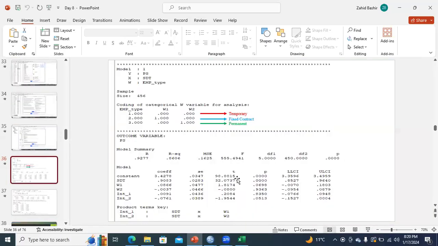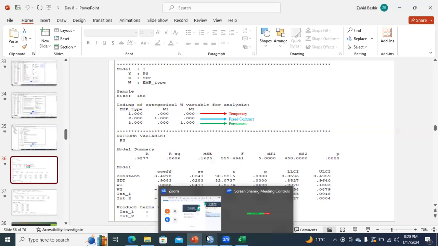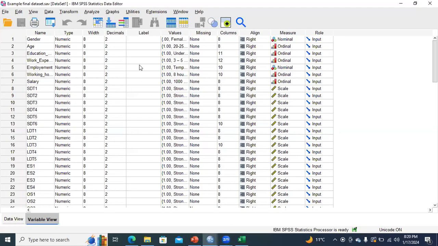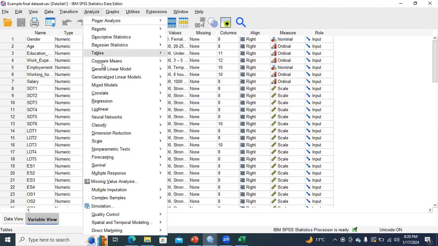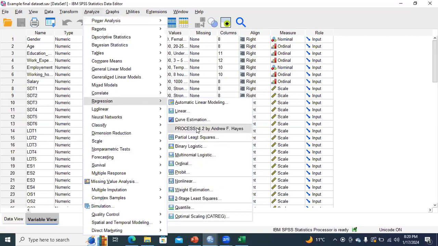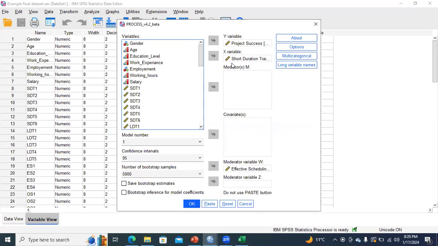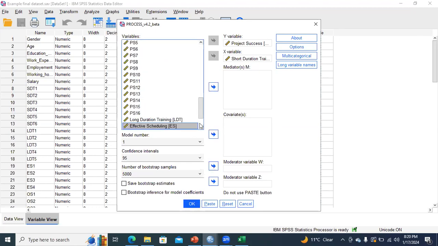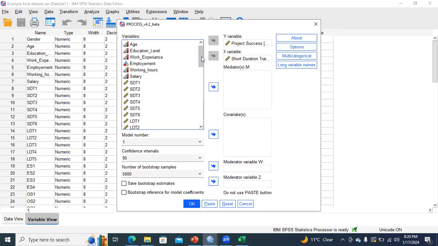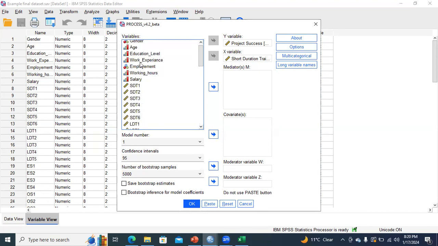So I will show you the whole procedure through a live demonstration over here. You go to Analyze, you go to Regression, PROCESS by Hayes. You have to put your Y variable over here, you have to put your X variable here, and we need to change our moderating variable. For understanding, we have selected employment.